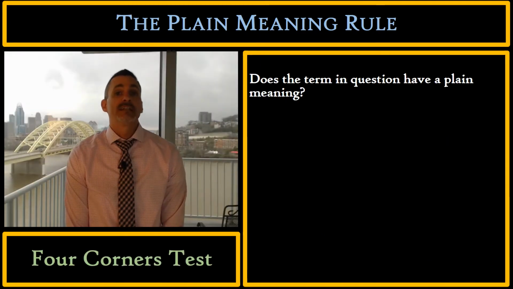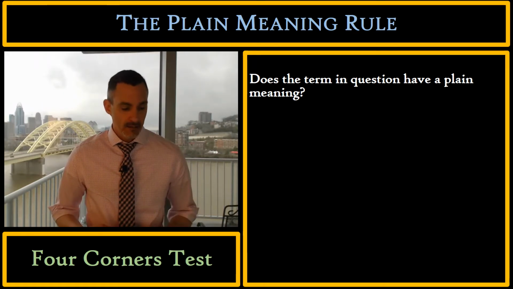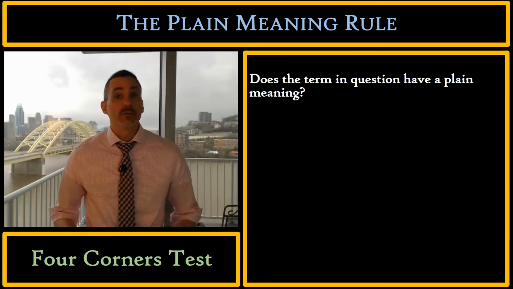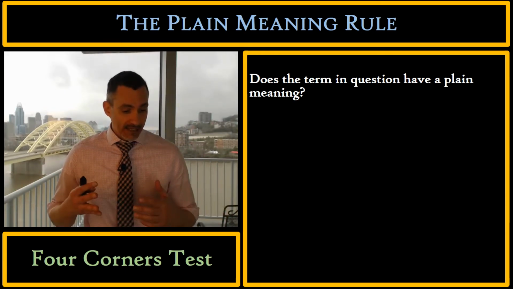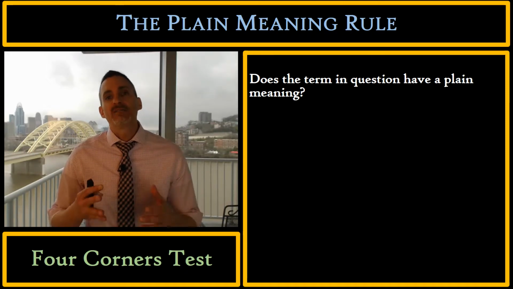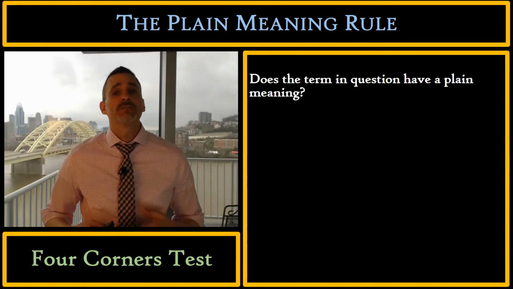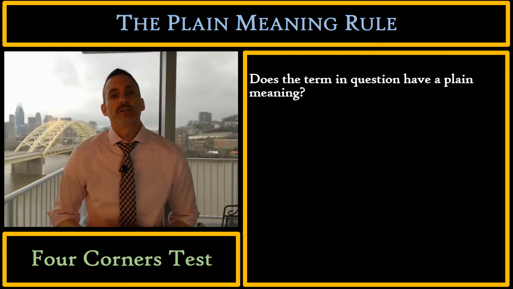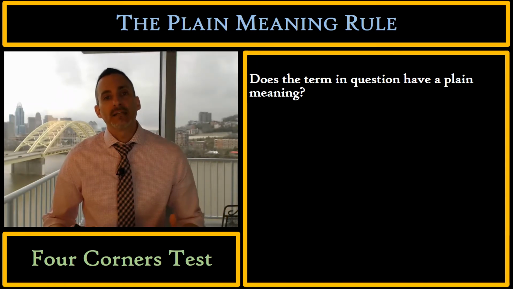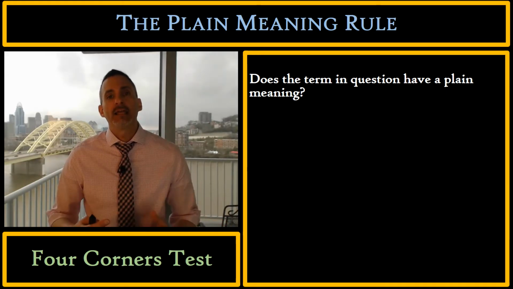All right, let's talk about the different possible approaches a judge might take in applying the plain meaning rule. Remember, the judge is acting as the gatekeeper, and the judge asks herself, does this term in the contract that the parties are arguing over have a plain meaning? If it does, in other words, if it's not ambiguous, I'm not going to let one of the parties or both of them submit evidence to explain it. It doesn't need an explanation. It has a plain meaning.